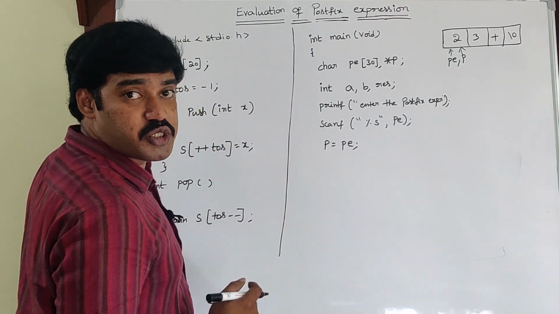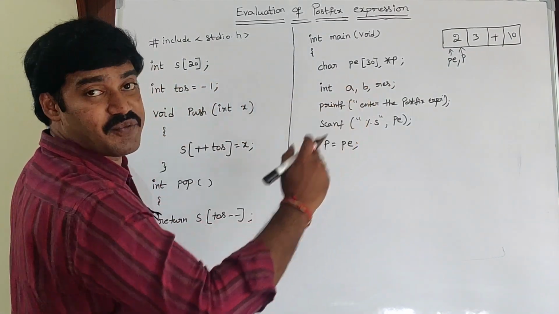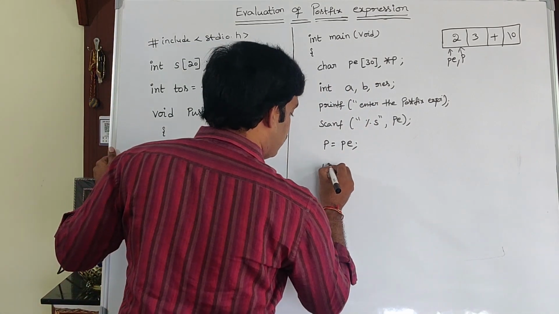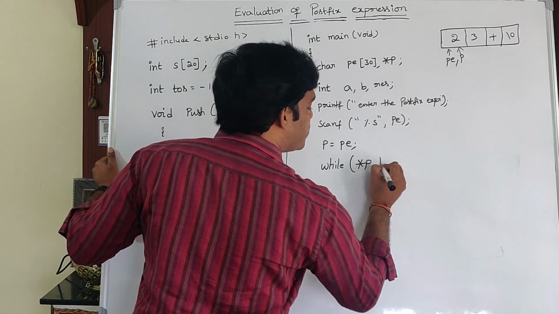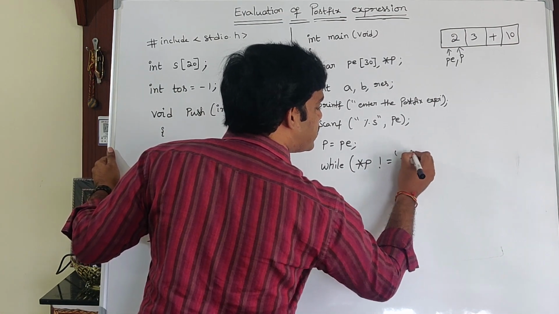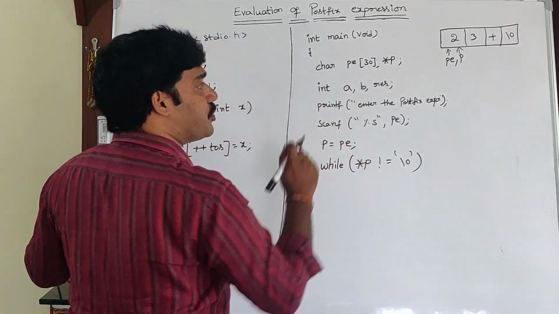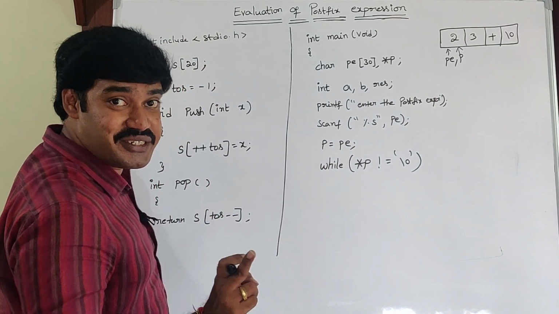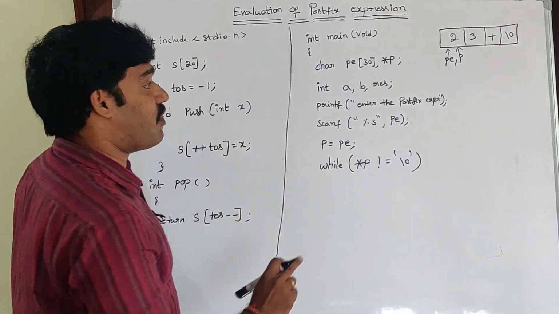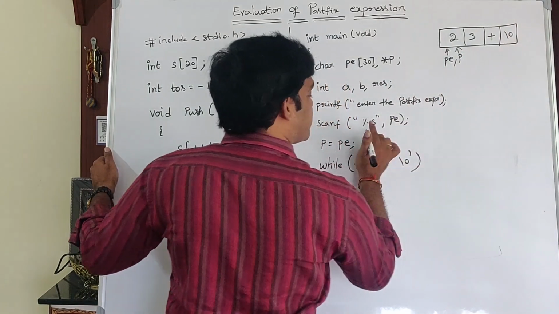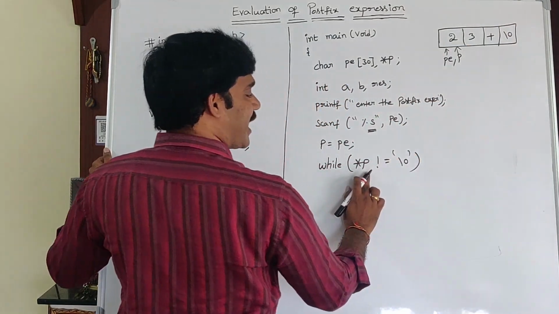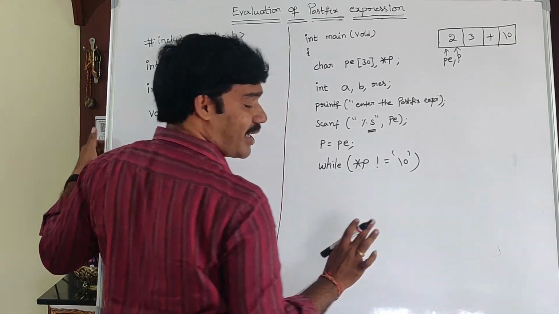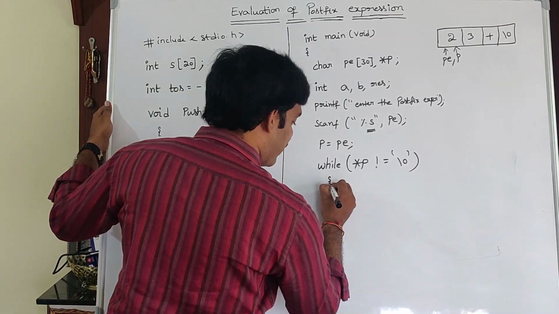How to evaluate the postfix expression? Scan the expression from left to right. while (*p != '\0'). What is *p? 2. Here 2 is not a digit, 2 is a character constant. Why? Because this entire thing is a string, and that's why we are reading with %s. So here 2 is a character constant, and 2 is not equal to backslash 0, so the condition is true. Opening brace.